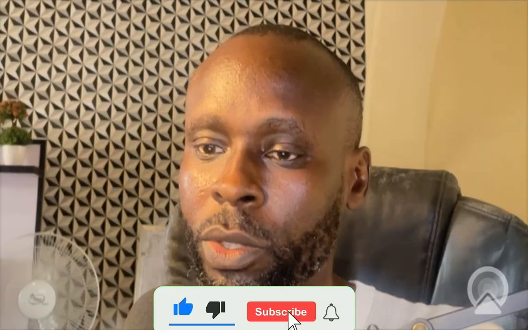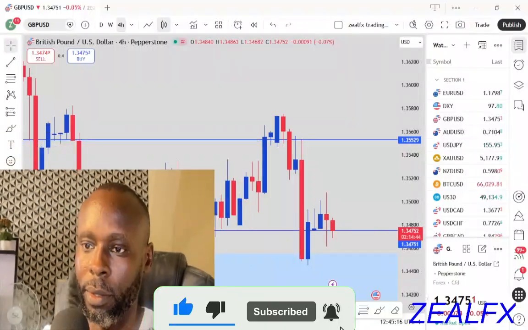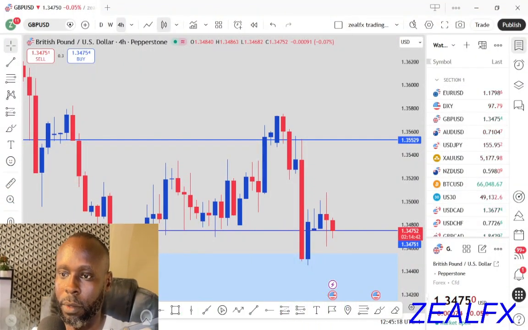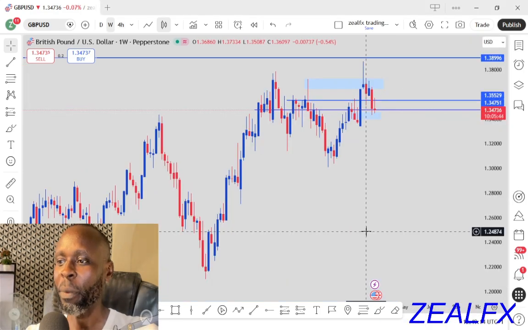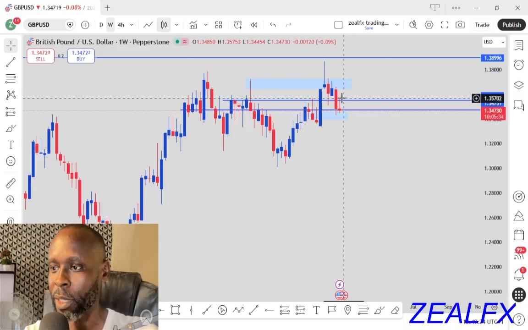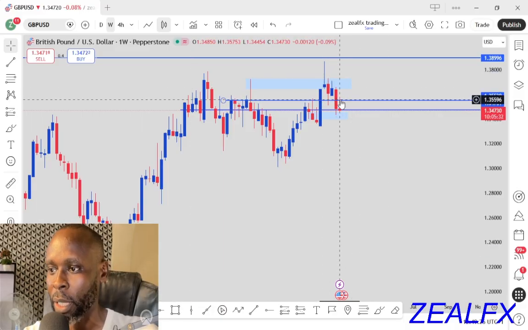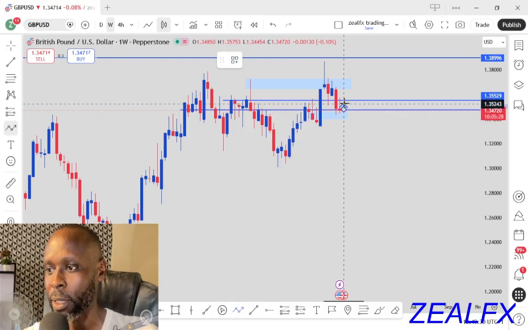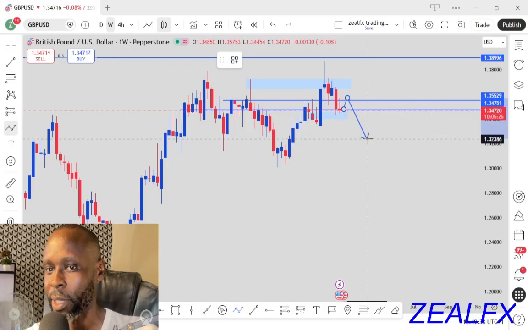So let's go straight to the chart. If you watched my previous analysis on my other channel, where I broke down the current move on the pound USD, I also explained that we expect the pound USD this week to do a retest of this particular resistance level. We expect price to retest this level before we start looking for our selling opportunity.